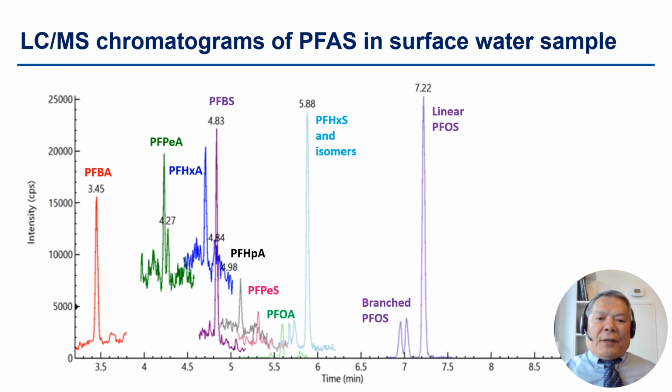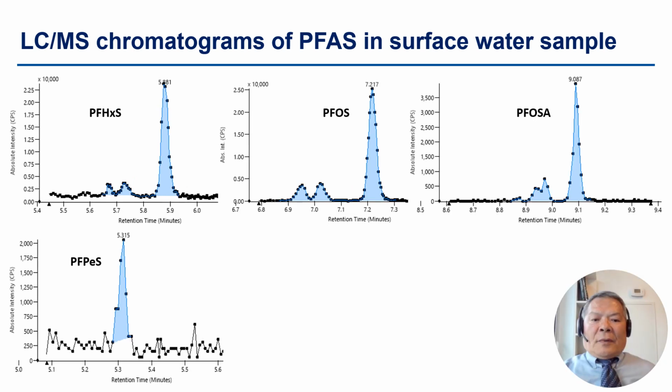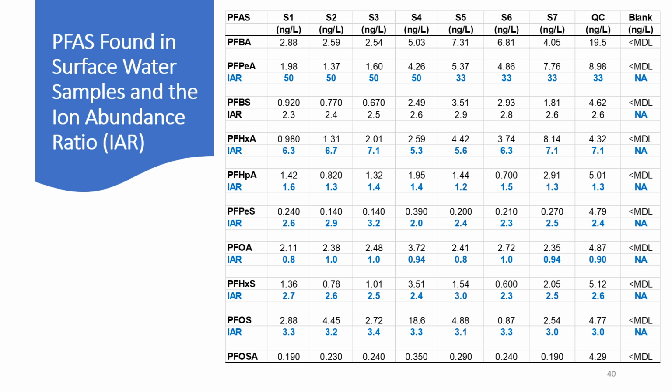This slide shows a sample chromatogram from one of the surface water samples. You can see 10 PFAS have been determined in this sample. This slide just shows the integration of these PFAS. Similarly, another 4 PFAS were determined as shown in this slide. The PFAS content and the ion ratio are shown in this slide for these 7 surface water samples, the QC sample, and the blind.